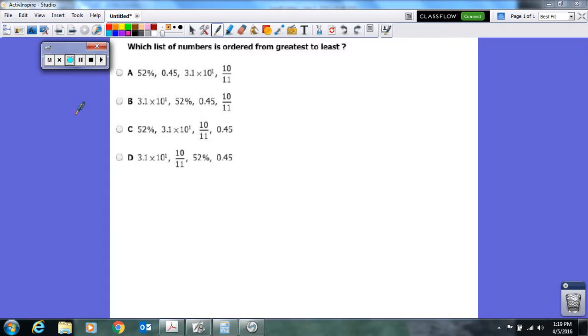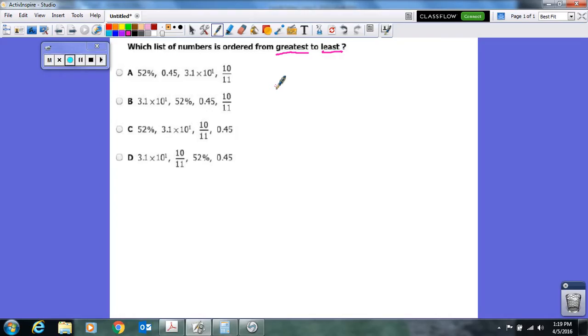This is a very common multiple choice question, and you should expect to see something similar to this on this year's SOL test. So let's go ahead and take a look at this question. It asks us to order the following numbers from greatest to least. So that's key. We need to make sure we're paying attention, that we need to order them from greatest to least. All right, so again, many different ways we can attack a problem.